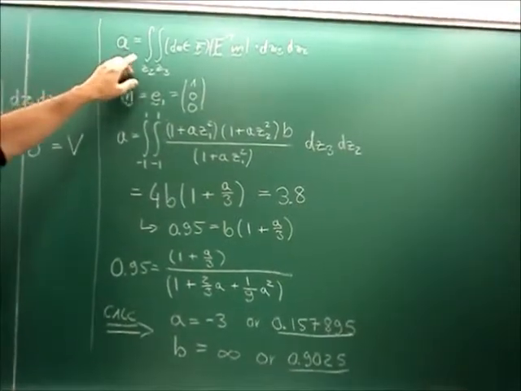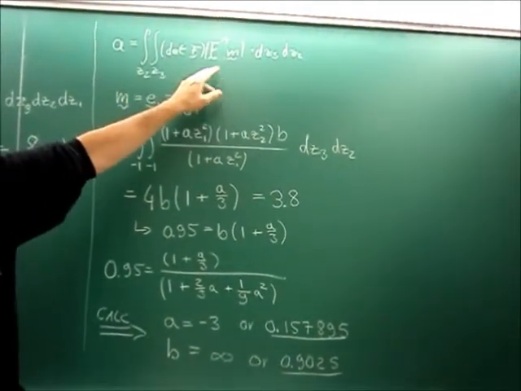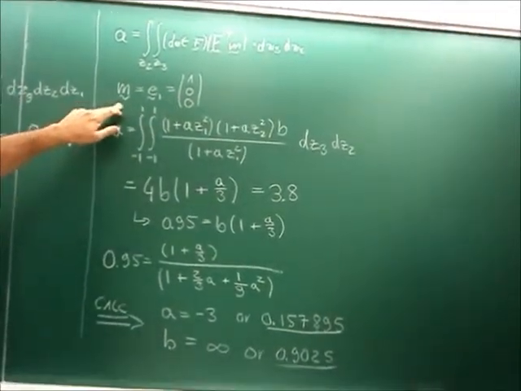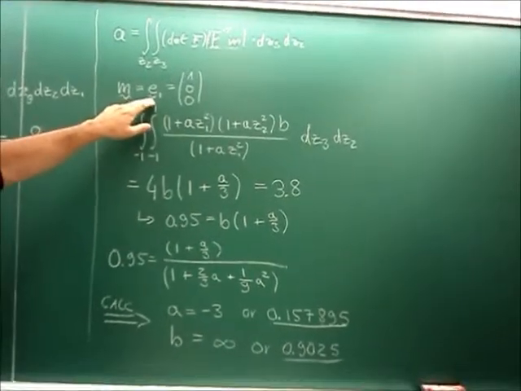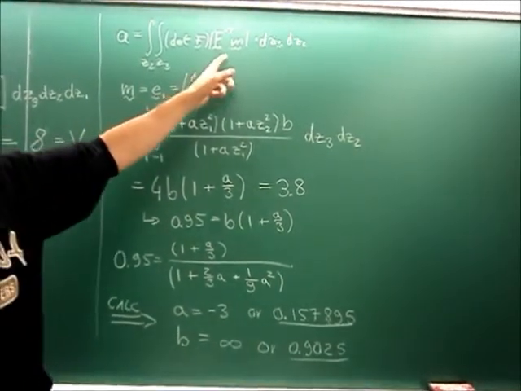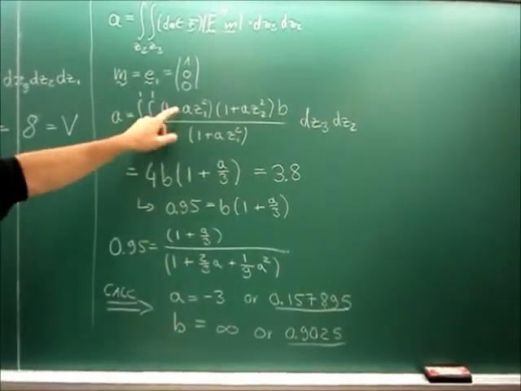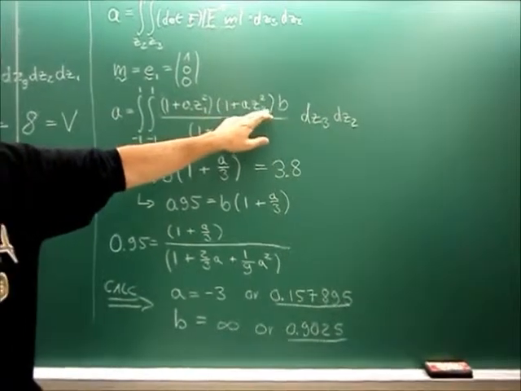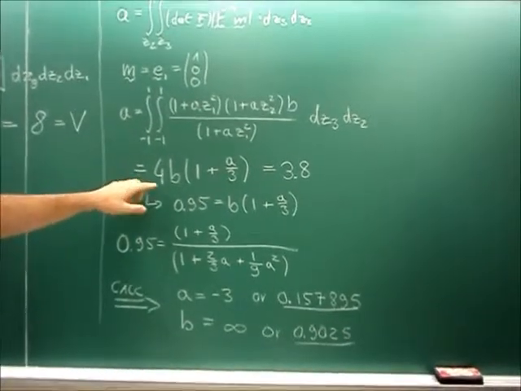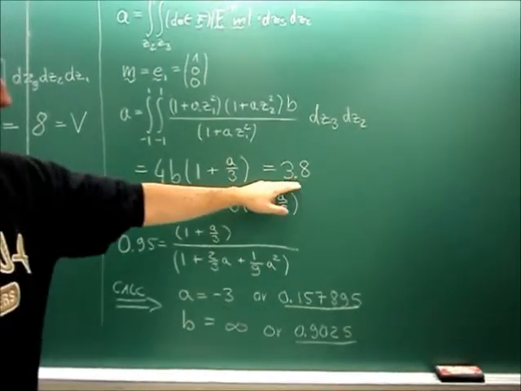So we know that the new area equals the double integral over z2 and z3 of the determinant of F times the magnitude of F inverse transpose operating on M, dz3 dz2, where M is the unit normal to the face, which is E1, which is 1, 0, 0, as you see there. So the magnitude of F inverse transpose M will be 1 over 1 plus a z1 squared. So this integral becomes, these two cancel out, just 1 plus a z2 squared times b dz2 dz3. Integration will give that this new area equals 4b times (1 plus a over 3), and we know that this equals 3.8.